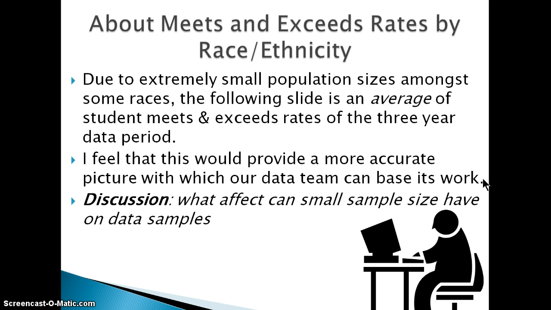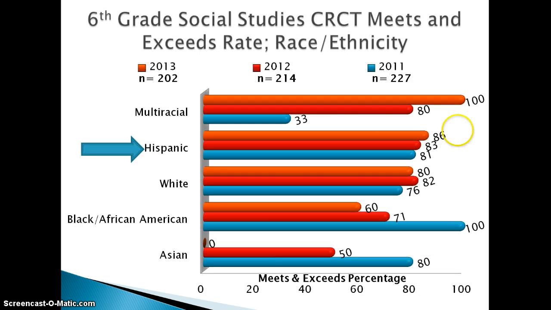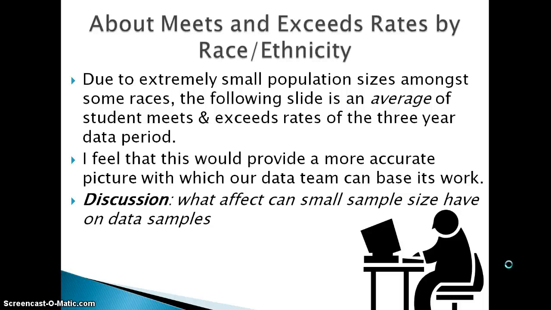We have extremely small population sizes for some of our races. If I go back for just a moment, multiracial, African American, and Asian are very, very small population groups within our school, as you can recall from the demographics page. So what I've done to try and get us a better feel of where everybody is over long-term trends, and this won't work for year to year, but as a long-term data source, I've put together an average of their meets and exceeds rate.